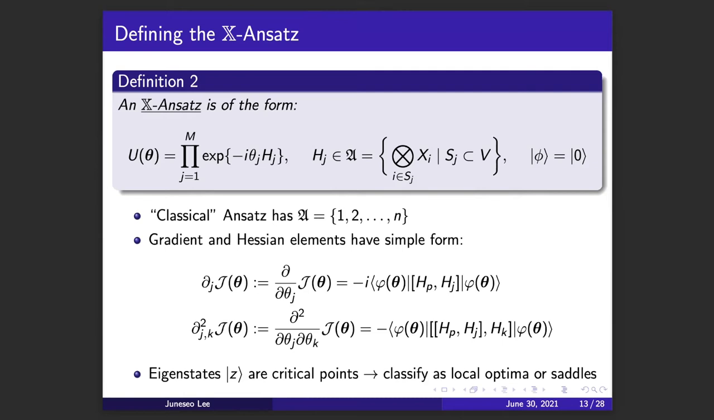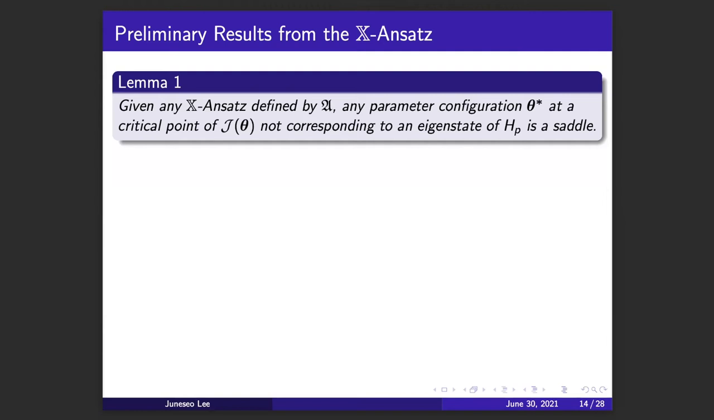And since now we have a set of critical points, to study the landscape structure, we want to somehow identify all the remaining critical points and classify all of them as being either local optima or saddles. And along these lines, we can show a few preliminary results. First, I call it lemma one, which is: given any X ansatz defined by A, any critical point not corresponding to an eigenstate of H_P is necessarily a saddle.